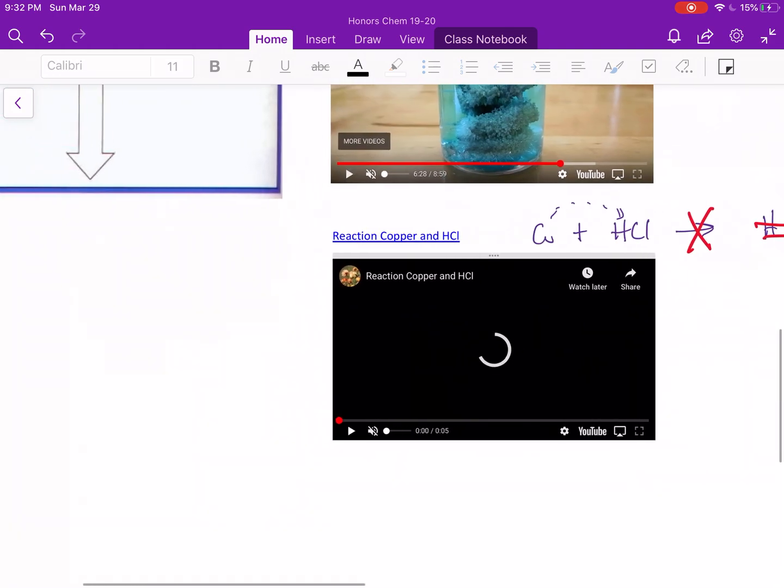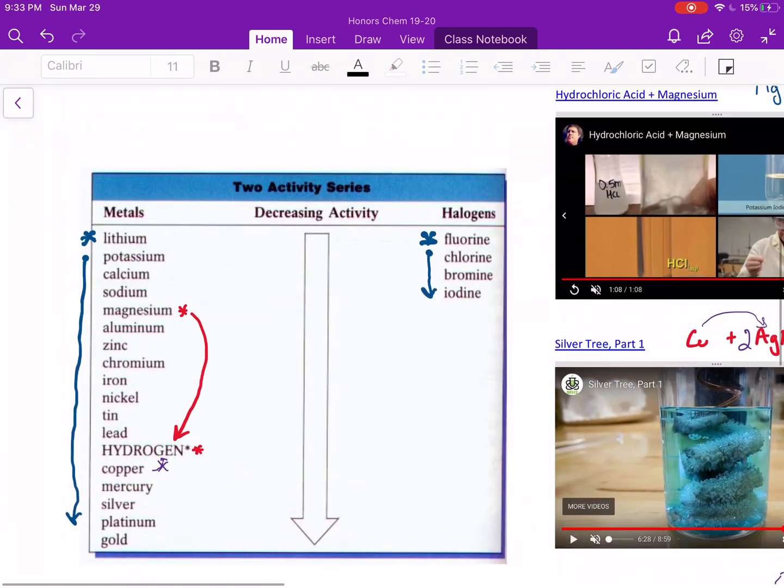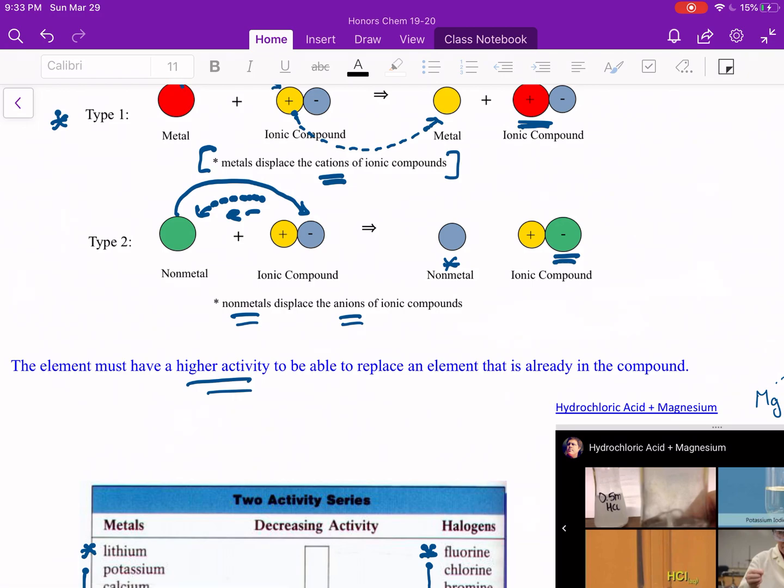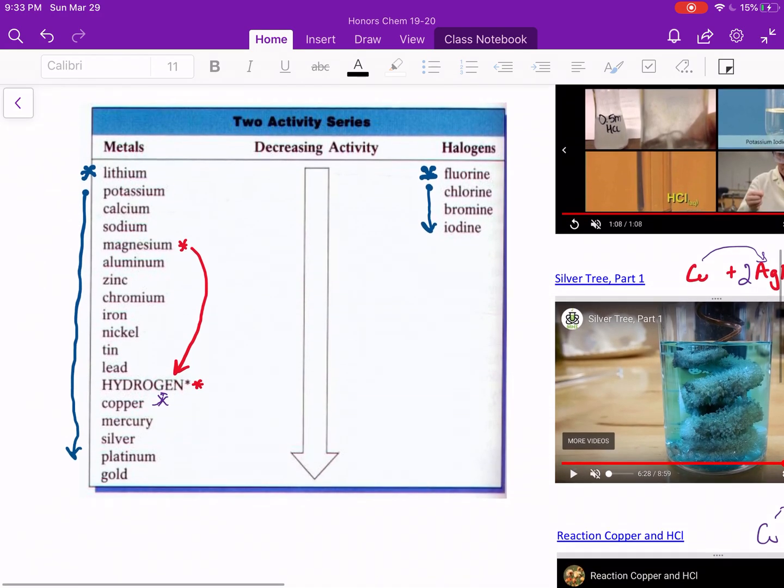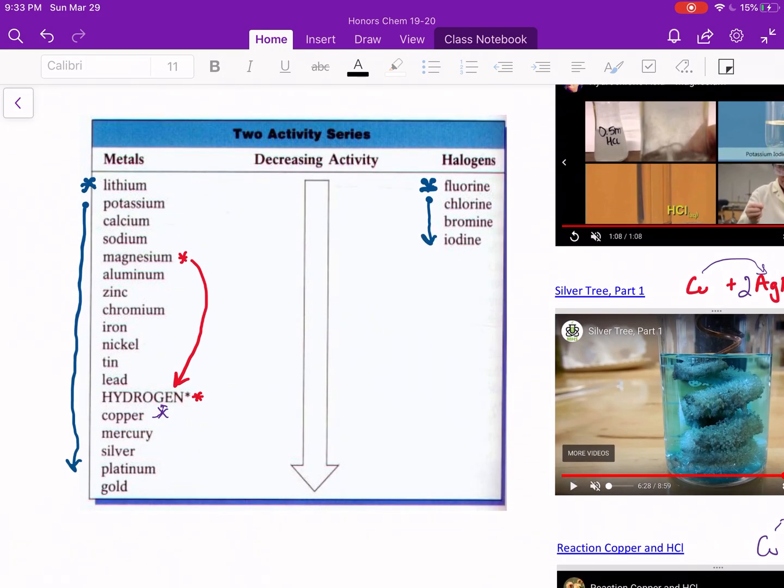Okay, so again, just to recap, right? We have an element plus a compound. It's going to give us an element plus a compound. Basically, we're trading out partners. If the metal or the nonmetal, that element, is more reactive, then it's going to be able to replace the element in the compound. If it's less active, then we're not going to see a reaction happening. And that's where we have to refer to the activity series to see if that happens.